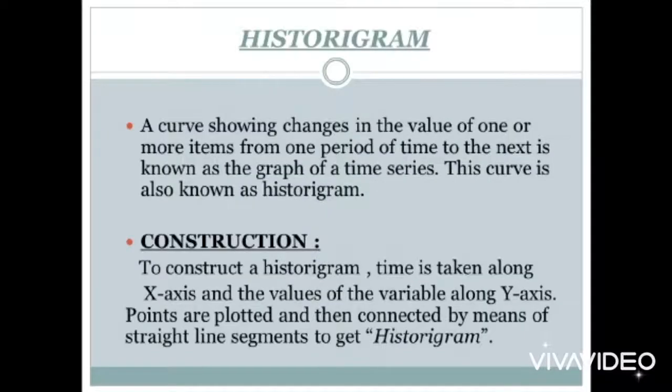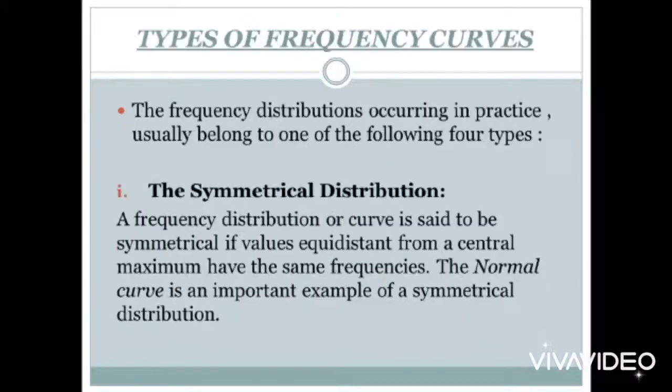Histogram: a curve showing changes in the value of one or more items from one period of time to the next is known as the graph of a time series. This curve is also known as a histogram. Construction: to construct a histogram, time is taken along the x-axis and the values of the variable along the y-axis. Points are plotted and then connected by means of straight line segments to get a histogram.